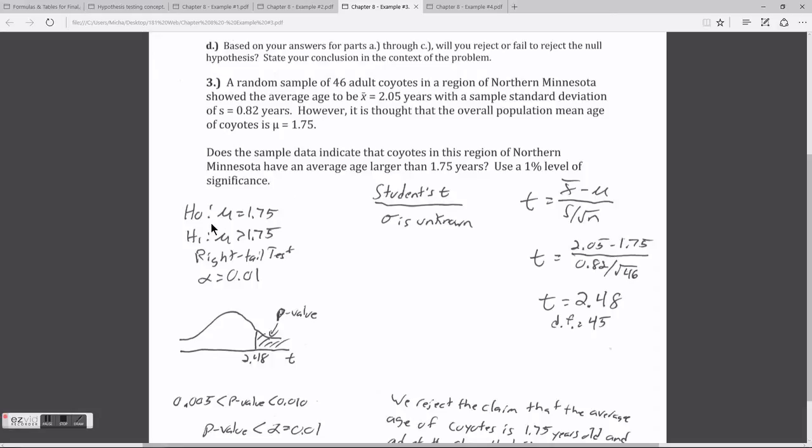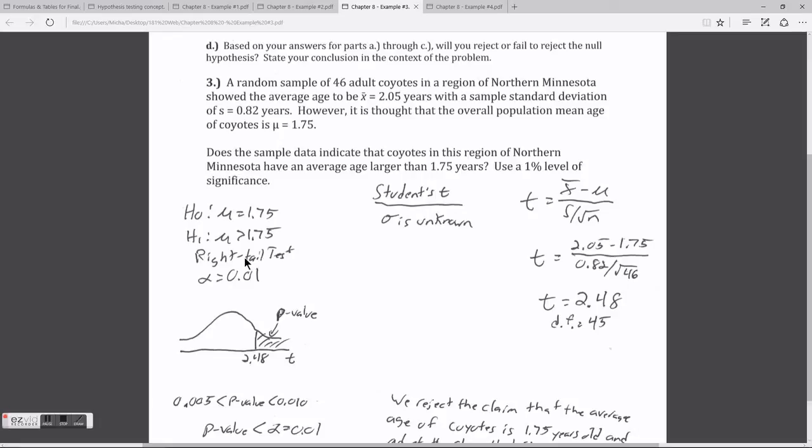So the hypothesis test I'm going to run is I'm going to test the claim that the average age of the coyotes is actually 1.75 years. And I want to see if my sample gives me enough information to reject that claim and instead to adopt the claim that the average age is larger than 1.75 years. So mu greater than 1.75.